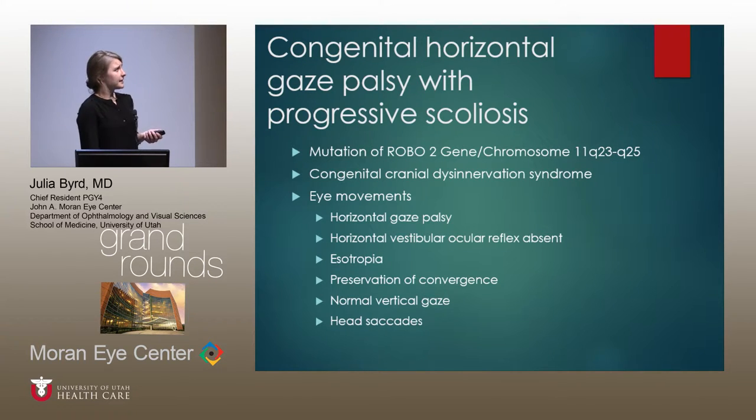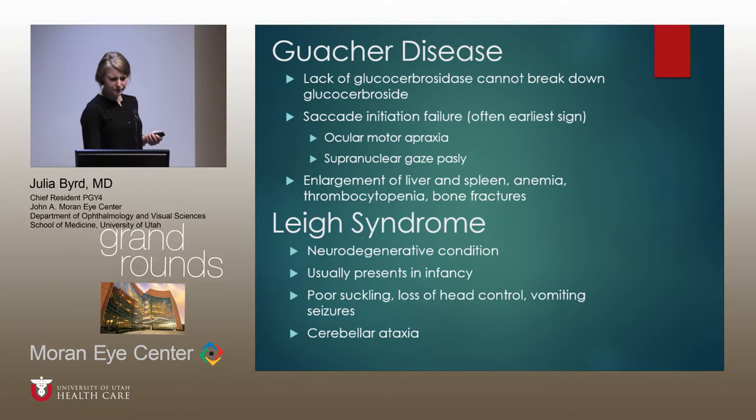Another rare congenital disease that could present with a horizontal gaze palsy is congenital horizontal gaze palsy with progressive scoliosis. It's again in the spectrum of a cranial disinnervation syndrome, and these kids can have horizontal gaze palsy. They don't have a horizontal vestibulo-ocular reflex. They can have esotropia, but they usually have preservation of their convergence. They have normal vertical gaze, and they can't initiate saccades, so they use head thrusts.